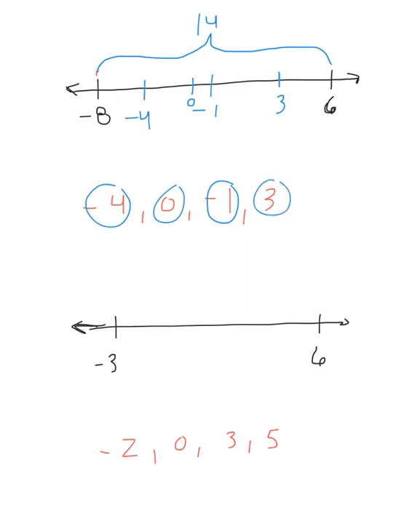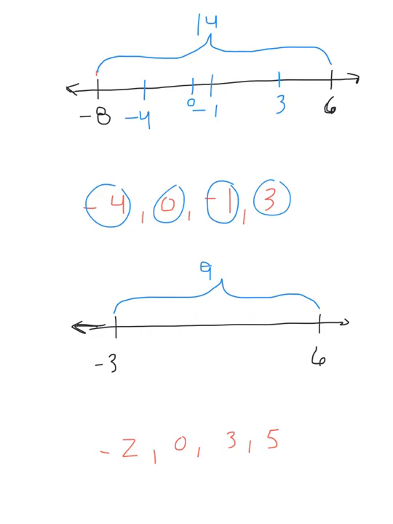The next one's a little unique. I have negative 3 going all the way to 6. So my anchor would be, well, wait a second. That's a total of 9. So my anchor is 4.5 units to go in the middle. I don't want to use a half because I'm working with integers. I'm working with positive and negative whole numbers.